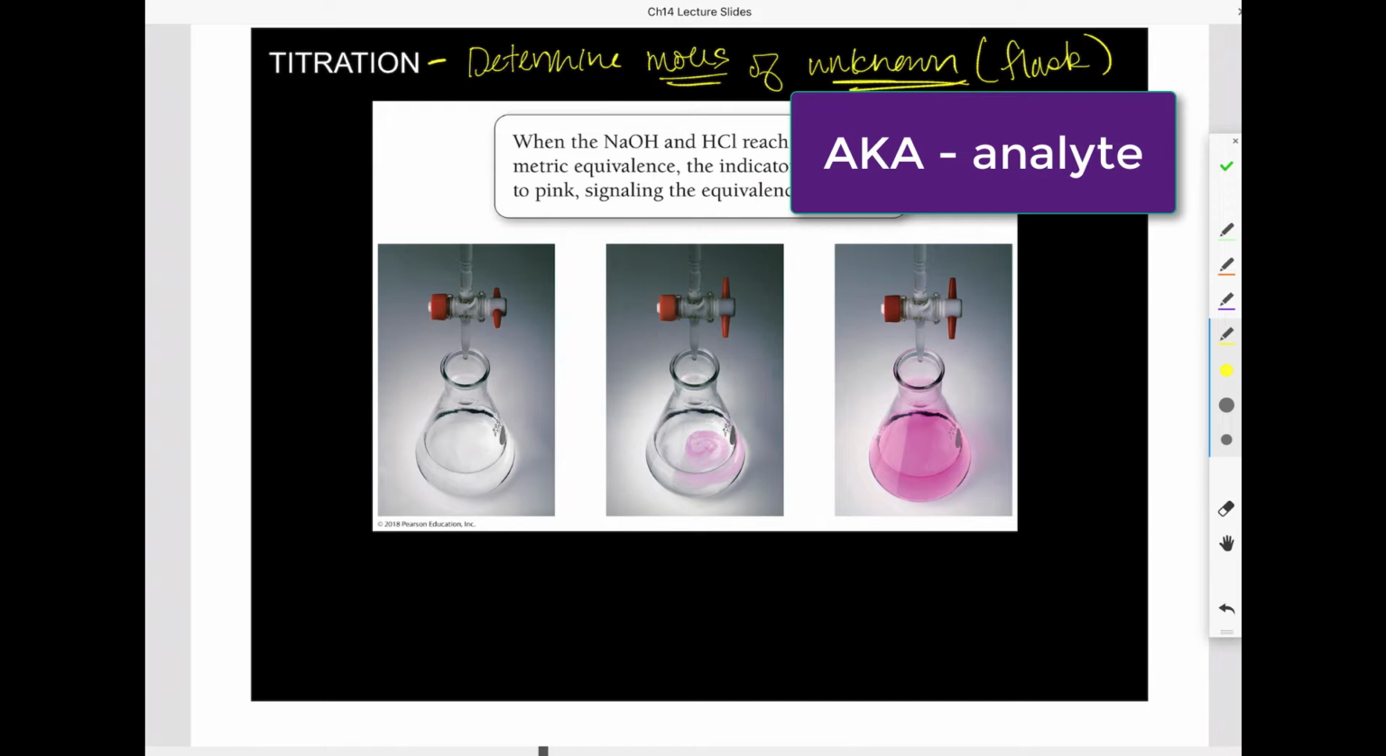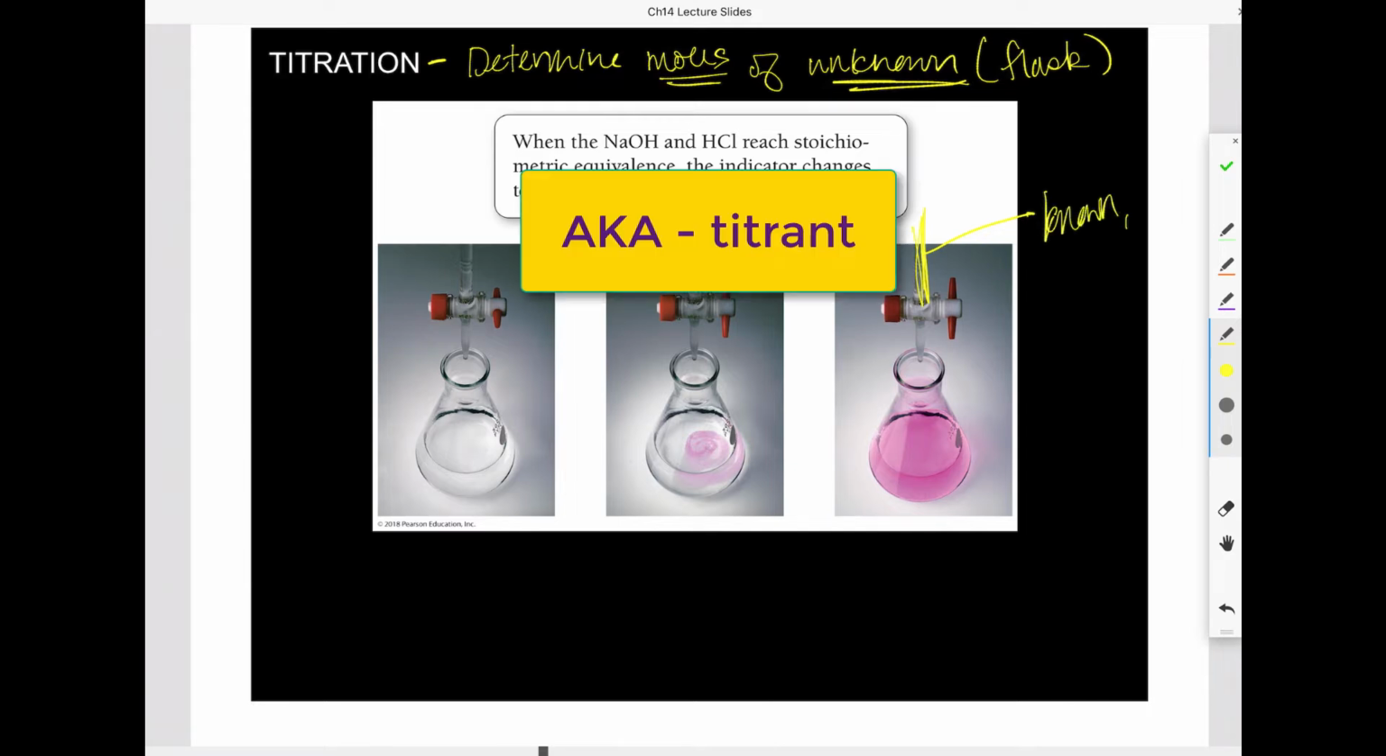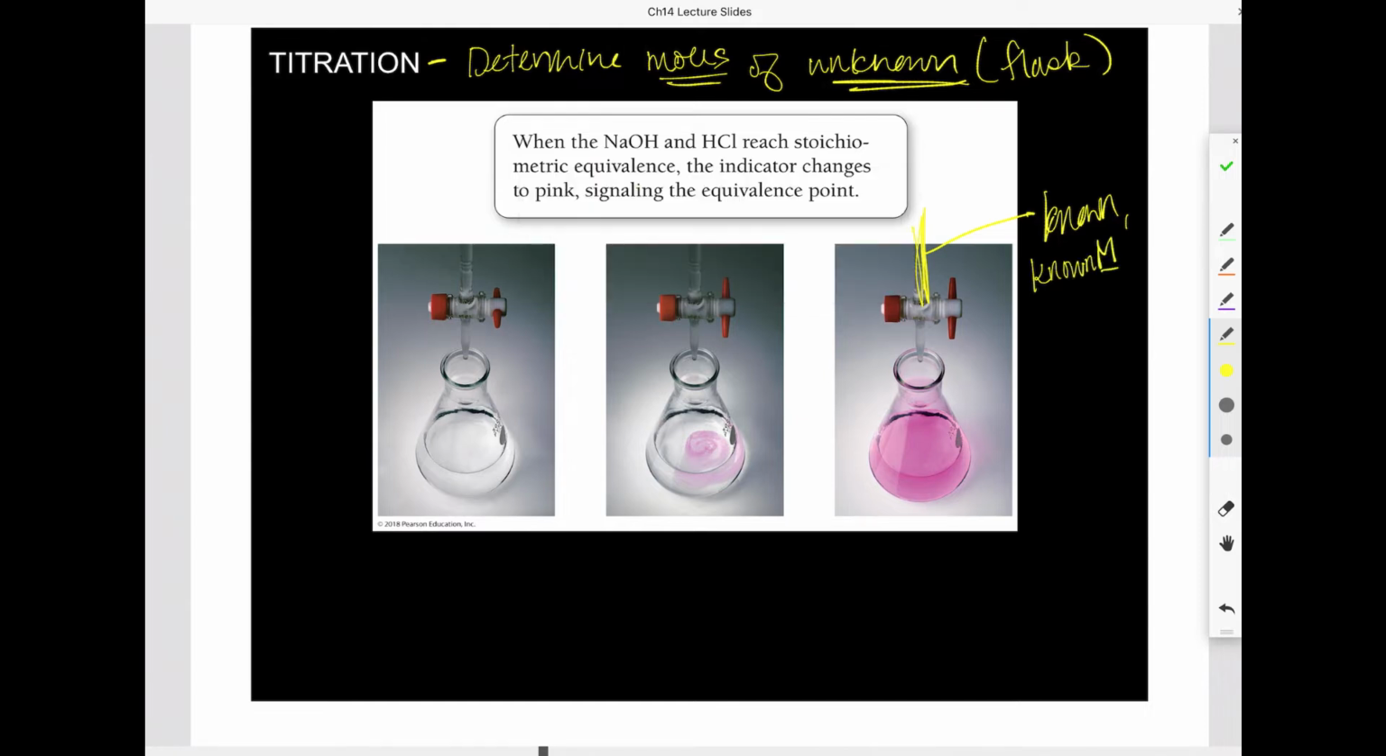So what that means is that every titration is composed of multiple parts. We have this part in the burette, that's always going to be our known. So for that, we need to know the concentration. So it has a known molarity, and because it's graduated, we are going to know the volume added. Known volume added.